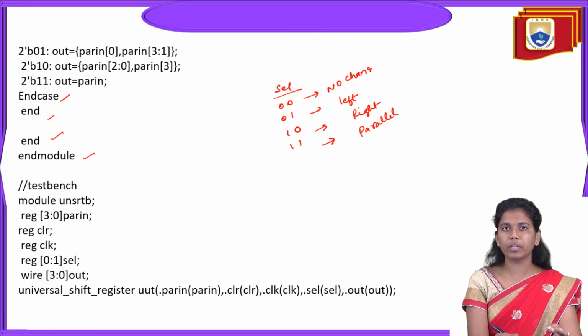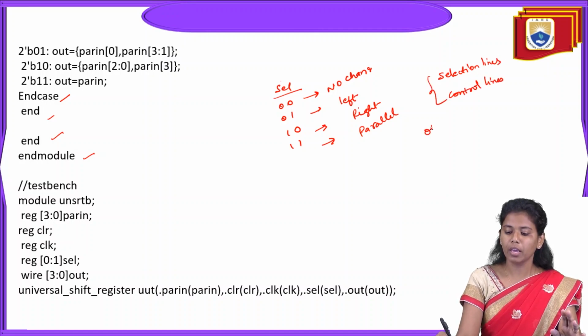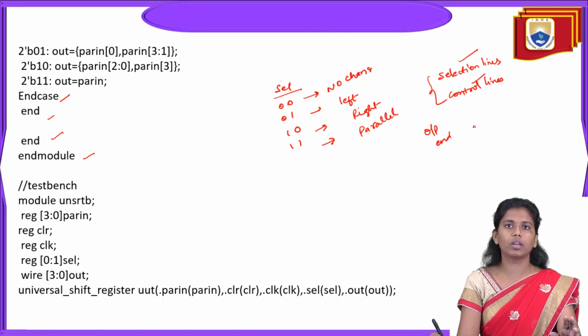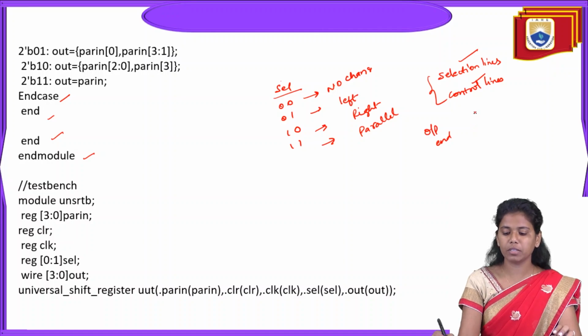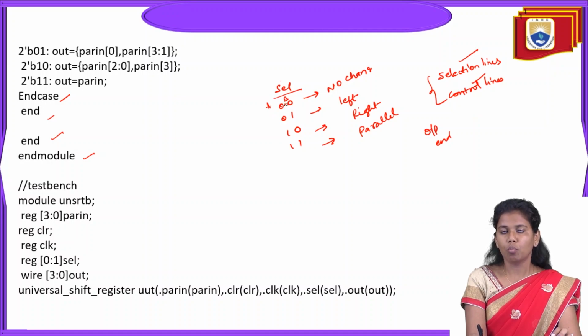For each and every module, or basic building block that you are considering, remember that it is based on the selection lines and the control lines. Based on these, the output is going to be enabled or disabled, and we observe the output only based on the selection and control lines. In the universal shift register, using the case statement, if A is 0 and B is 0, there is no change in the output.